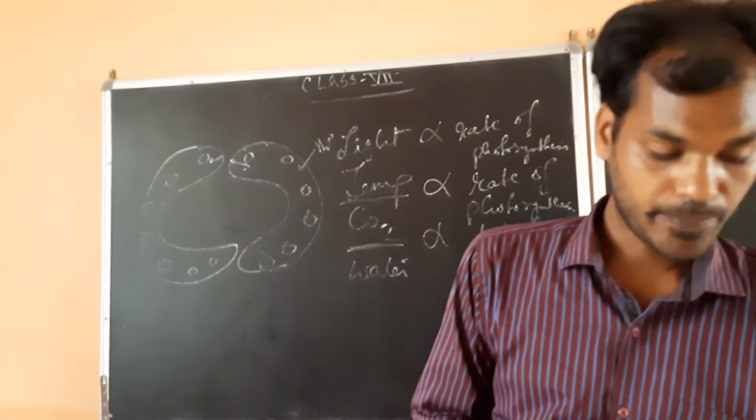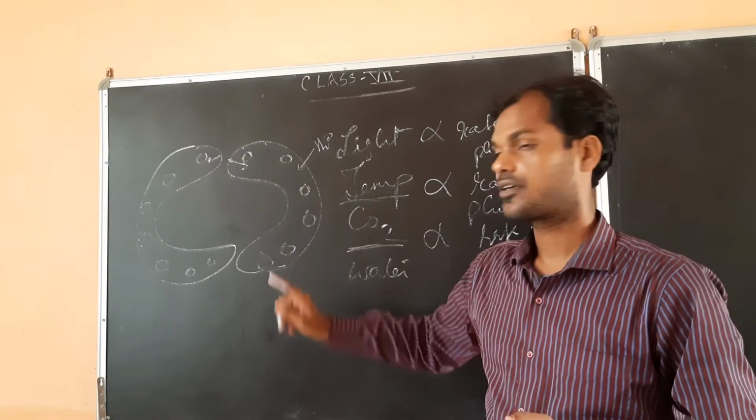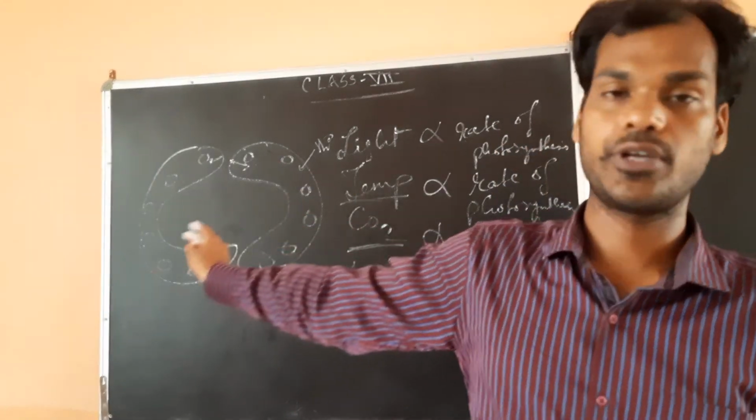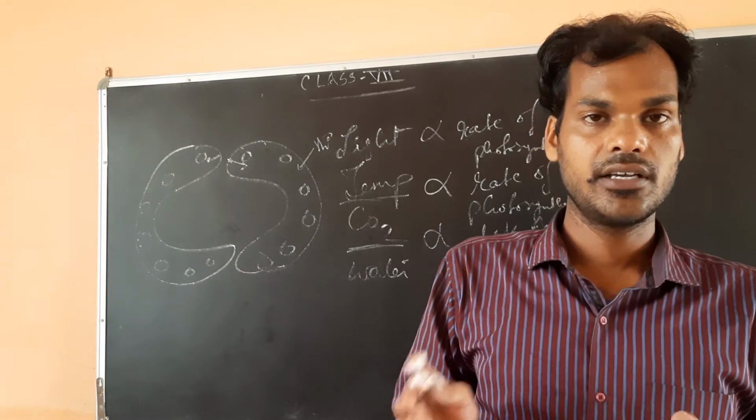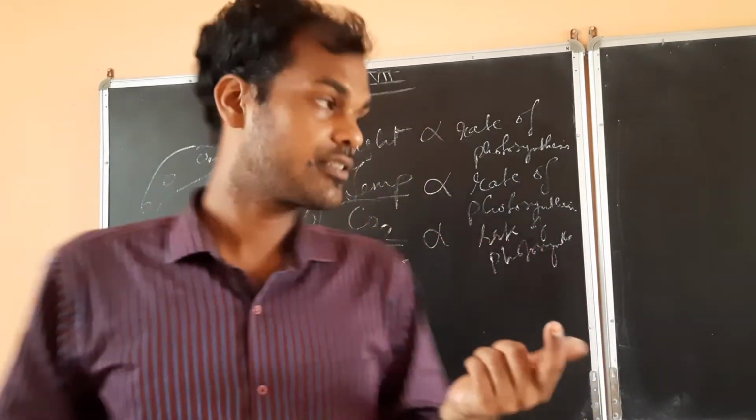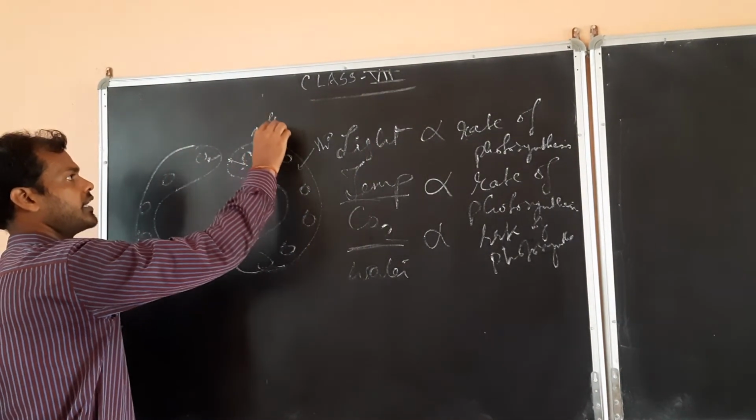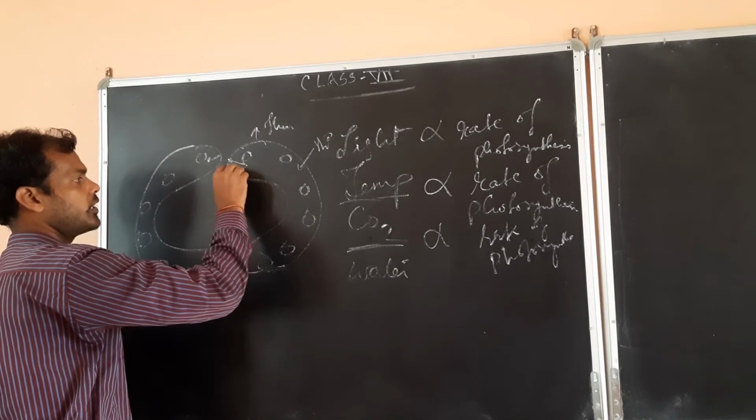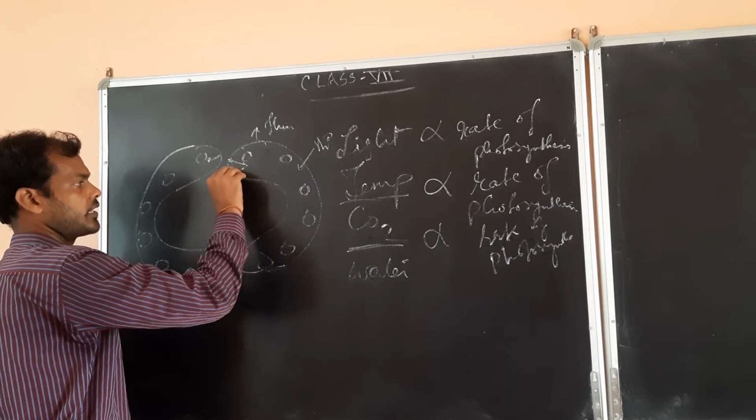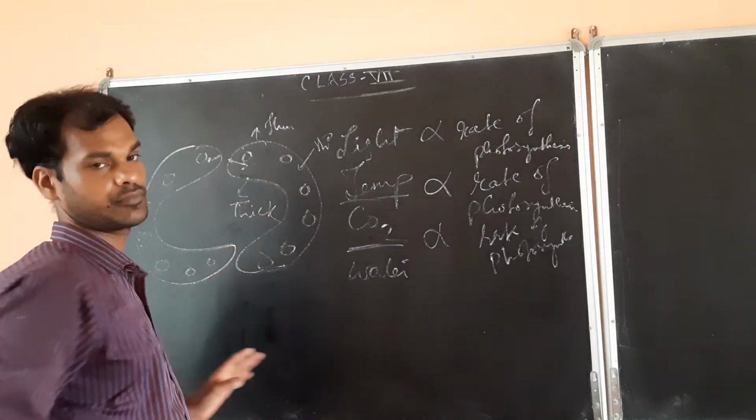Each stoma is surrounded by guard cells. On both sides we have the presence of a guard cell in the stomata. The inner wall of the guard cell is thick and the outer wall is thin. This wall is thin, but the inner wall is thick.